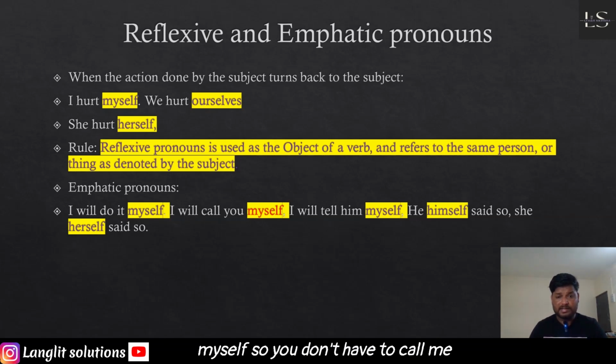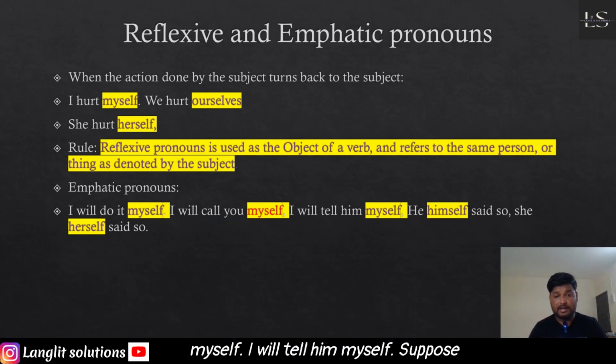I will call you myself. So you don't have to call me from your end. You just wait there. When the time comes, I will call you myself. So you don't have to call. The responsibility of calling you is taken by me now. So I'll be saying that I will call you myself.